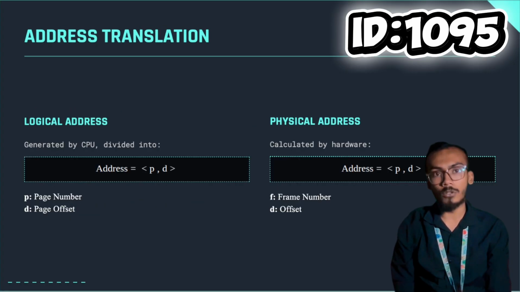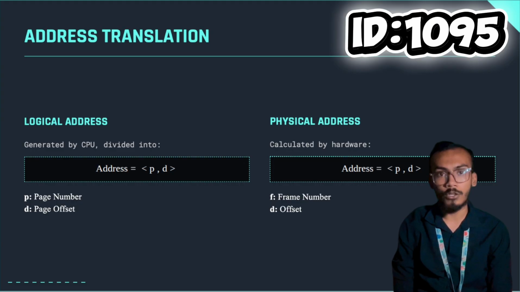Now I am talking about address translation. The logical address generated by the CPU is divided into P and D, where P equals page number and D equals page offset. The physical address is calculated by hardware as F and D, where F equals frame number and D equals offset.